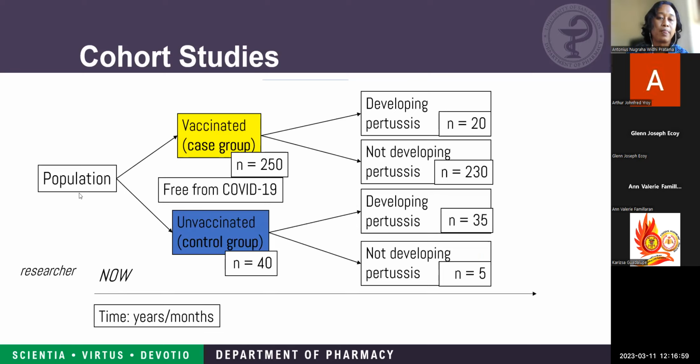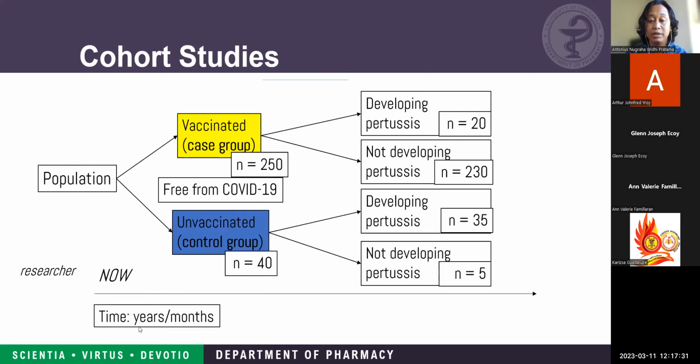For example, this is from the vaccinated population. The case group is vaccinated people free from, for example, COVID-19, and this is unvaccinated people, the control group. Then we might see whether they develop pertussis or not later in life. Something like that. Okay.